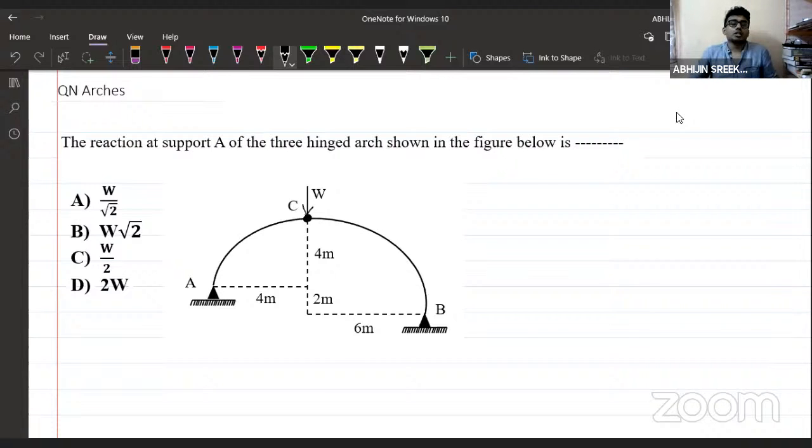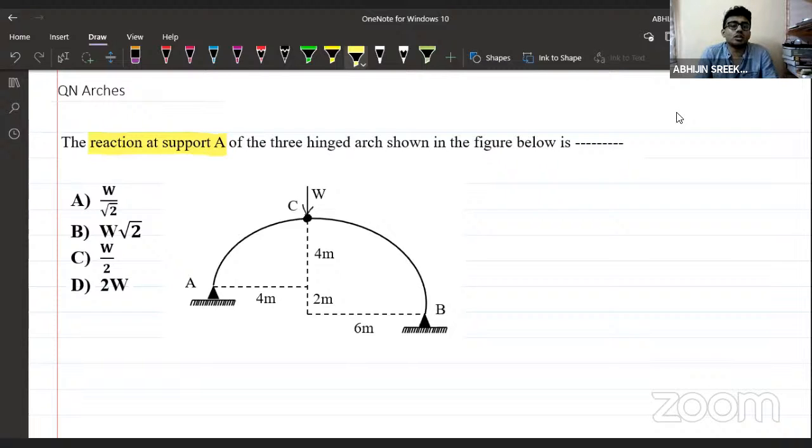So what is given in the question? He is given a three-hinged arch. Supports are at different levels. We have to calculate the reaction at support A. When we get a question like this, is he asking about the vertical reaction or the horizontal reaction? Tell me this.